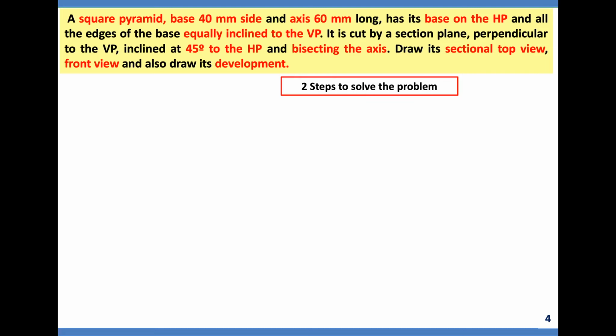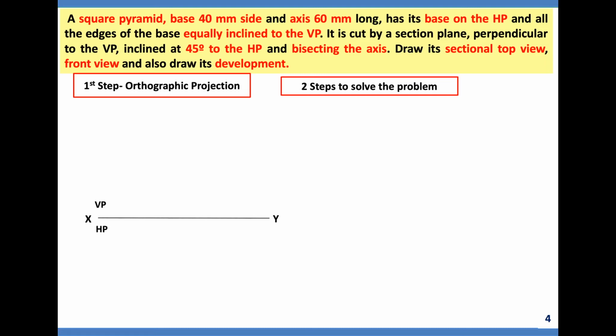Two steps to solve the problem. First step, orthographic projection. Since we are adopting first angle of projection system or first quadrant system, XY line above that vertical plane and front view, below that horizontal plane and top view. After drawing the basic template, now we have to go to the problem. Here the object is square pyramid, side size 40 and axis 60. It is on the HP, so my first view should be below XY in HP. How is it? Equally inclined to VP. Equally inclined means 45-degree angle corner condition.